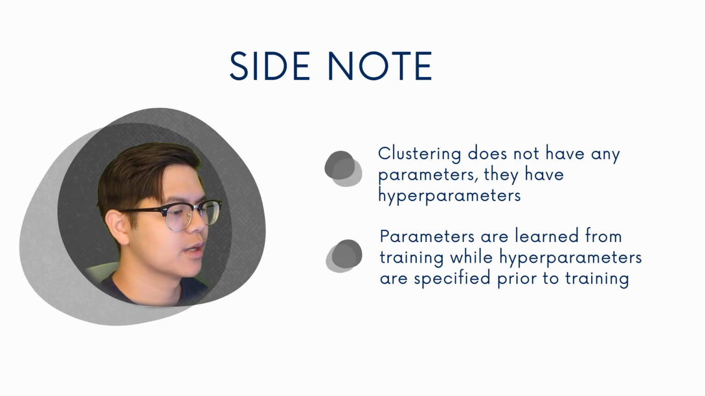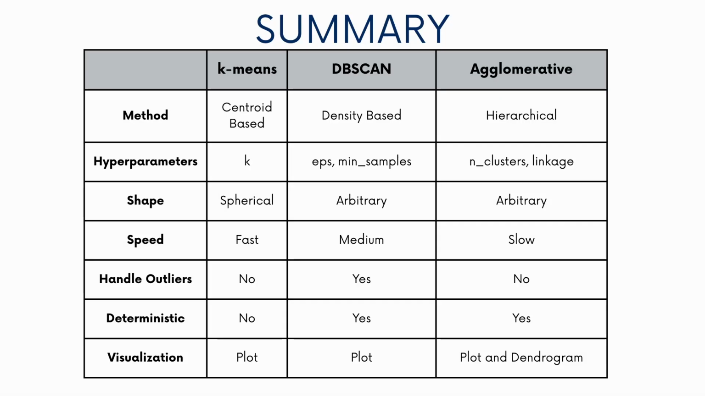Although I use the term function parameters, the values such as k and min samples are not parameters, they're actually hyperparameters. The difference is that parameters are learned from the data during training, such as the coefficients of a linear regression model. Hyperparameters, on the other hand, are set before training.